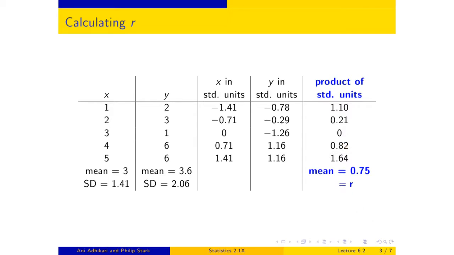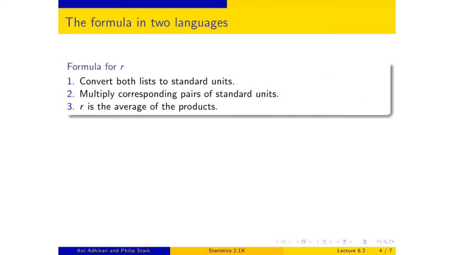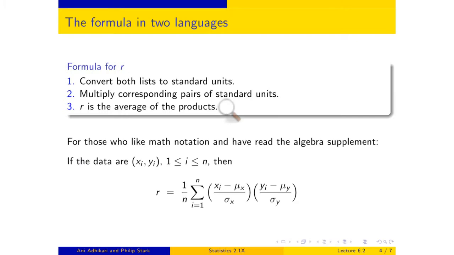Now this method of calculation, which we will summarize in a formula, as always we write our formula in two languages. Here's the formula in English. Convert both lists to standard units, multiply the corresponding pairs of standard units, and then take the average of the products, and you're done. For those of you who like math language, here's the formula in math language.